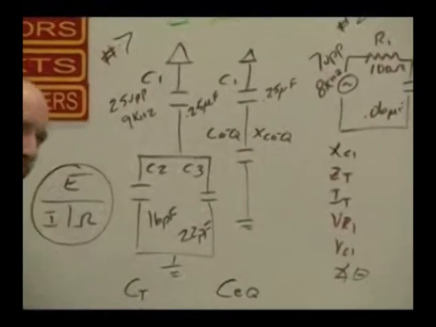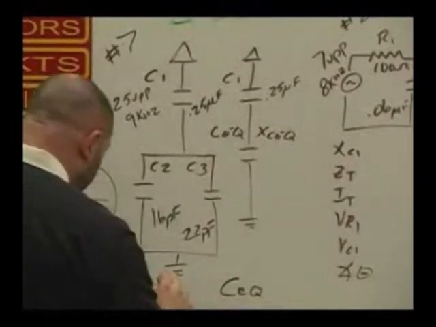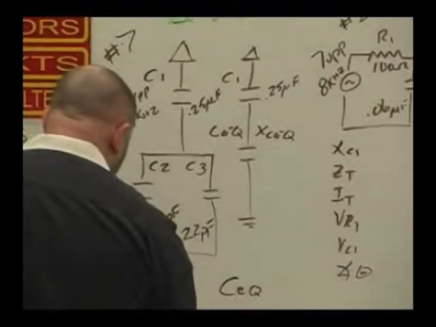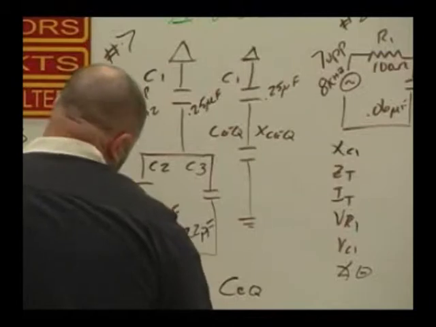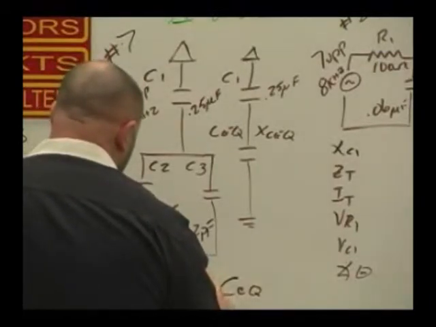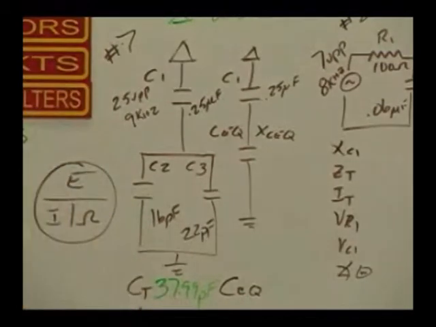37.99. That sounds about right? They said 37.99 pico. What's the unit of measure for capacitance? Farad. But what do we have to do first in this case to get that?